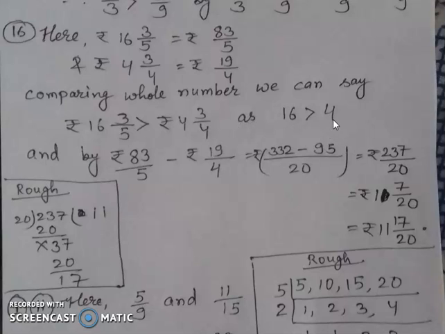So as I had written, 16 is greater than 4, and by how much? 16 3 by 5 means rupees 83 by 5. So rupees 83 by 5 minus rupees 19 by 4. Now I took the LCM of 4 and 5, which is 20. So when 20 is divided by 5, there is 4, and 4 into 83, how much does it become? 4 3 is 12, carry 1, and 8 4 is 32, and 1 is 33. So 332. And again when 20 is divided by 4, there is 5, and 5 into 19 is 95. So I subtracted it. 12 minus 5 is 7, and here remains 2. Again 12 minus 9 is 3, and here remains 2. So 237 by 20. Now I divided it.